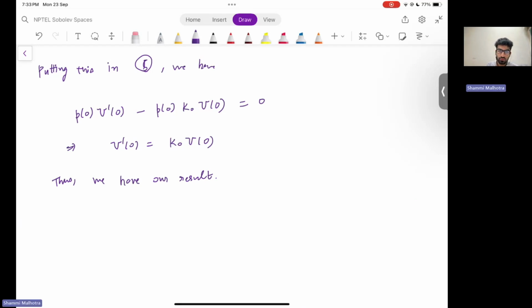So this proves our second part of the backward part of a question. So finally, we would like to have one question based on the Galerkin method.